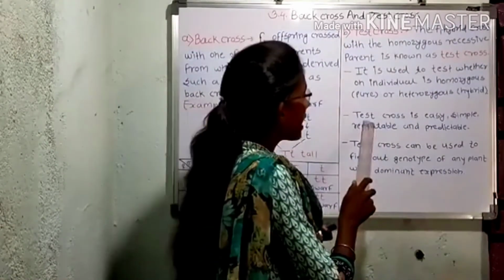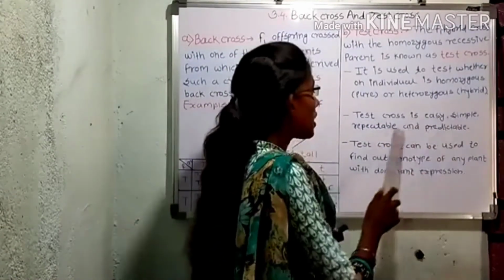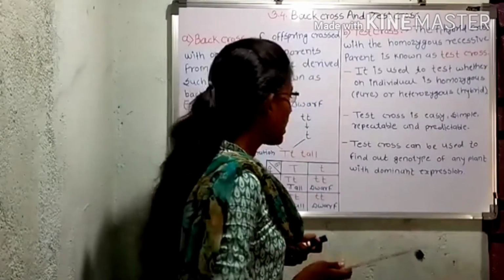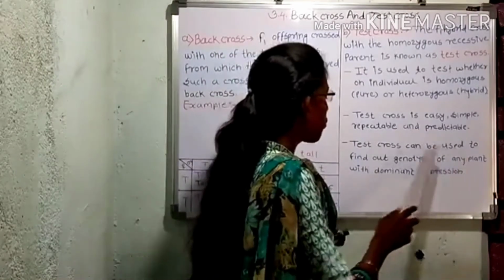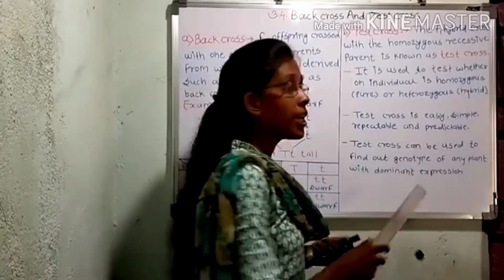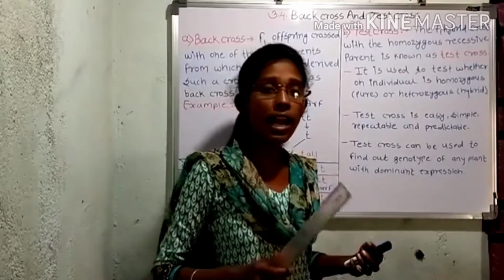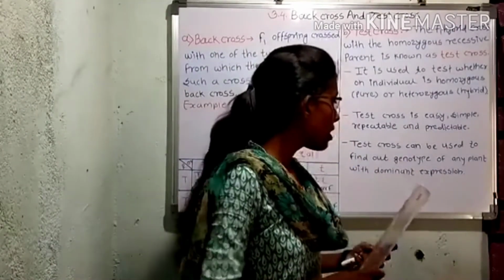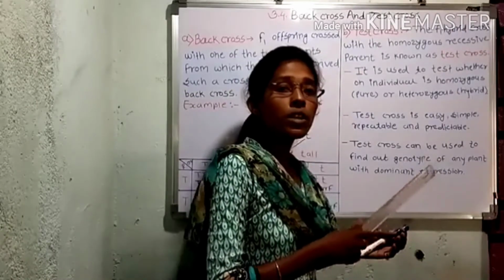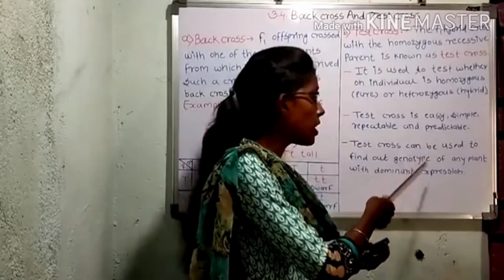Next, test cross is easy, simple, repeatable and predictable for the experiment. Test cross can also be used to find out the genotype of any plant with a dominant trait. It means the plant has a dominant trait, and for this expression, the test cross is used to know the genotype of this trait.